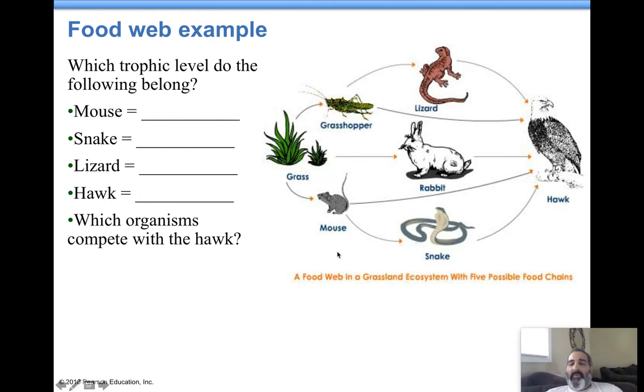Which organisms compete with the hawk? Well, if they compete, they eat the same thing. So the hawk and the lizard, I guess they compete for the grasshopper. Okay. They also compete. The hawk and the snake will also compete for the mouse here, right? Even though the hawk eats them, it still competes with them for food also because they eat the same thing.